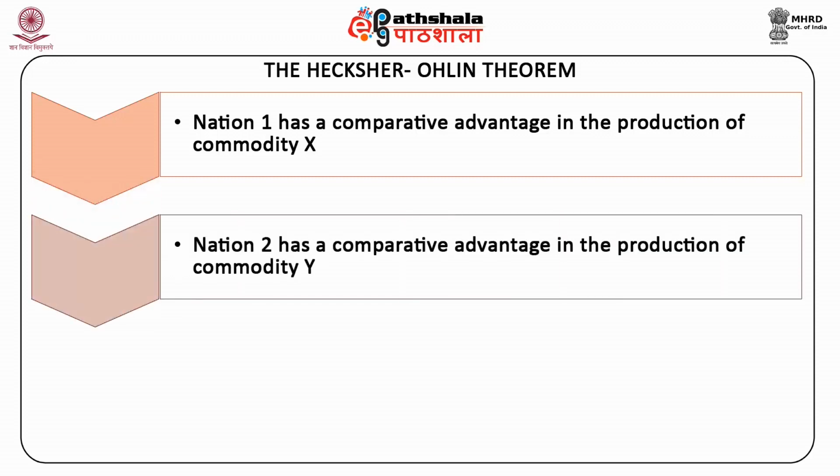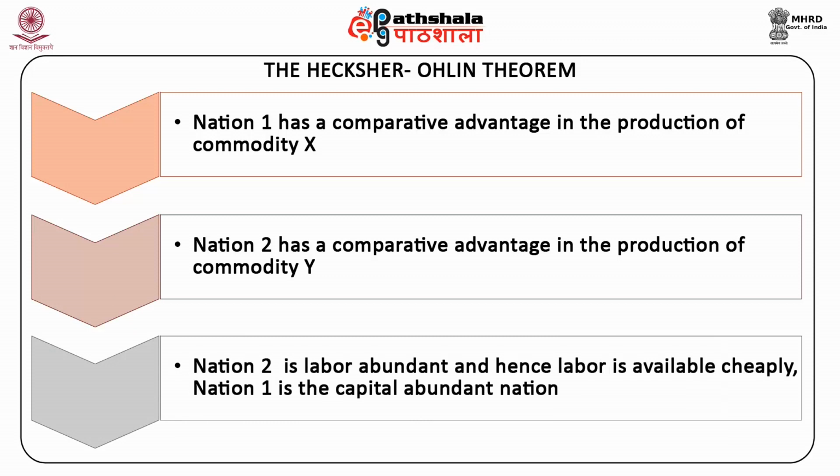Nation 2 has a comparative advantage in the production of commodity Y, the commodity which requires the intensive use of its abundant factor. This is because nation 2 is labor abundant, and hence labor is cheaply available and commodity Y is labor intensive. So nation 2 can produce commodity Y at the lowest cost and hence gains comparative advantage over it. Similarly, nation 1, which is the capital abundant nation, gains comparative advantage over the capital intensive commodity, namely machines.